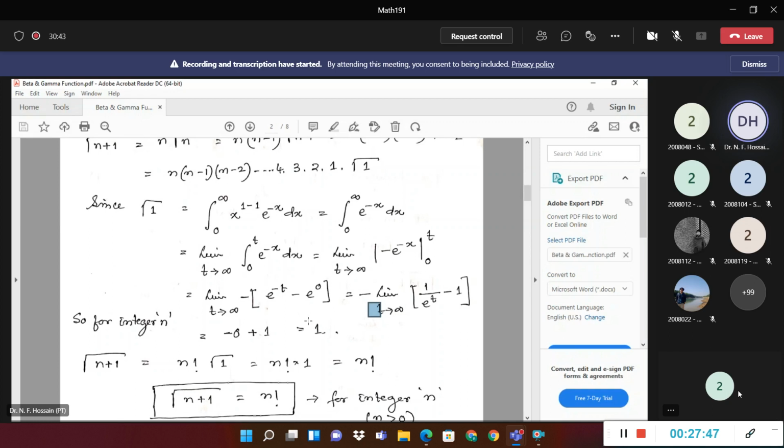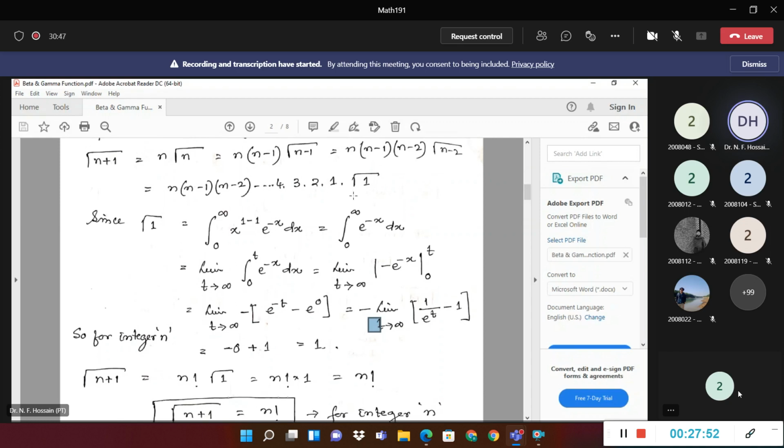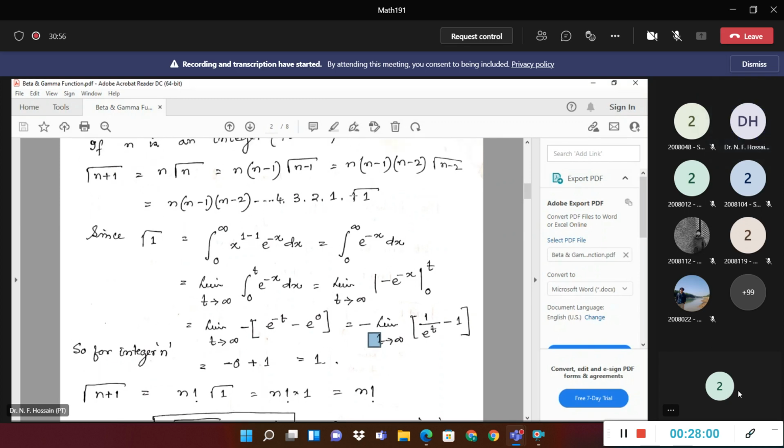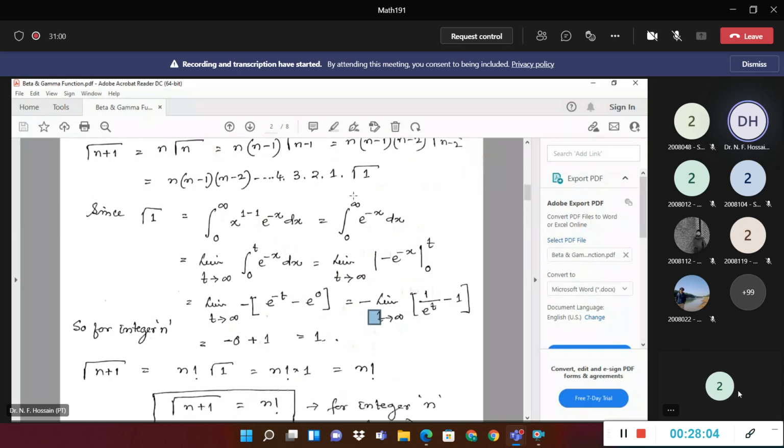So if you put it here, ultimately you are getting gamma n plus 1 equal to this, which is nothing but factorial n, only when n is a positive integer, otherwise not.